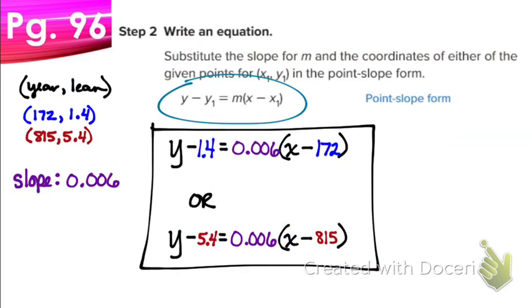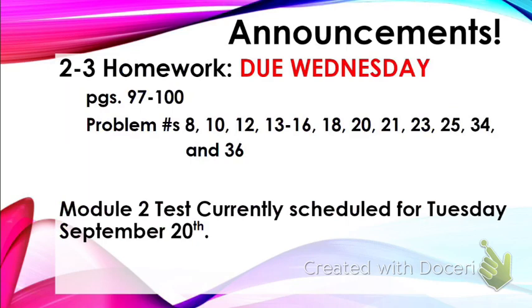So what could we do here if I asked you to prove to me that these were the same? You could distribute, combine your like terms. You could turn both of them into slope-intercept form to prove to me that they are the same. If all I do is ask you for point-slope form, either one of these would get full credit. You don't have to give me both. Just give me one of them. Sound good? All right. That finishes us up for today.